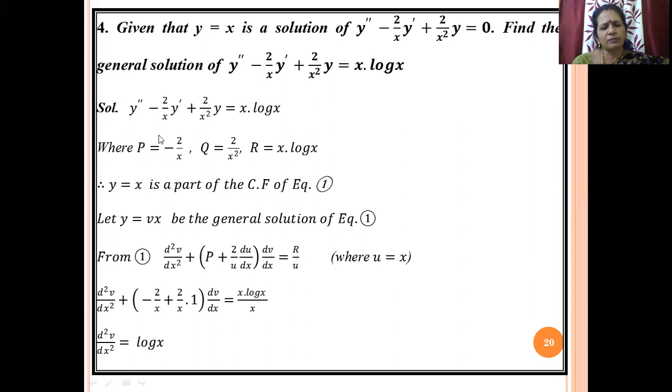Similar to here also, compare this with our linear equation of second degree with variable coefficients. Now write down p, q, r. Now y is equal to x is a part of the complementary function of equation 1. This is equation 1, right? So then y is equal to vx is a general solution of equation 1. Now from that, substitute in the same differential equation, same steps we will get.